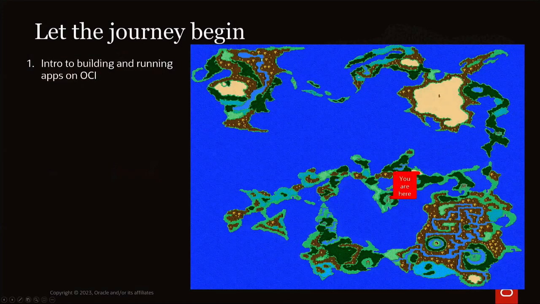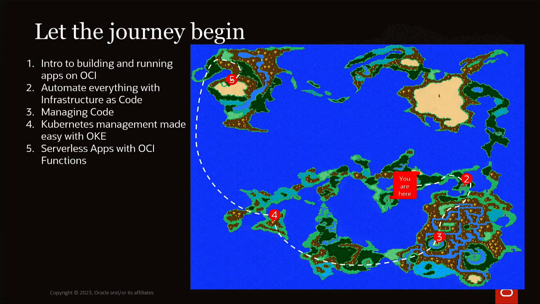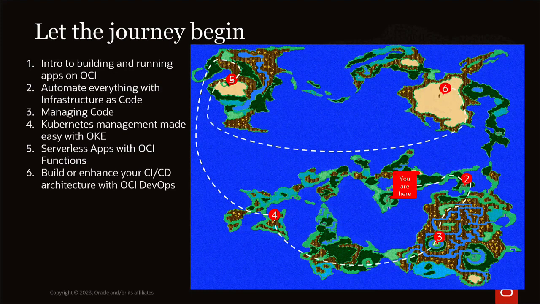Cool. All right, so just a really quick overview of the journey. This is a 6-part series. Of course, we're starting today with the introduction, and we are going to be exploring the world. In December, we'll get into automation of everything with infrastructure as code. Then the next session will be managing code with a variety of tools and developer environments in the cloud. Session 4 is going to be Kubernetes management made easy with Oracle Container Engine for Kubernetes. Serverless apps and OCI functions will be session 5. And then we will climb to the end and defeat the big boss as we talk about building or enhancing your CI/CD architecture with OCI DevOps.